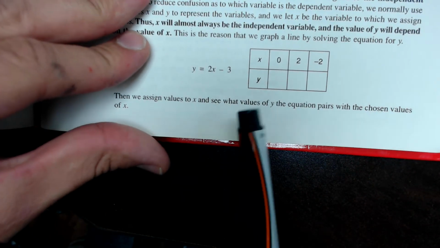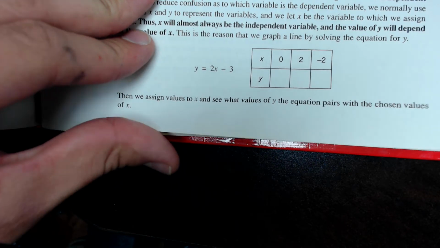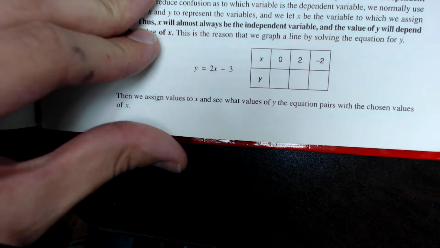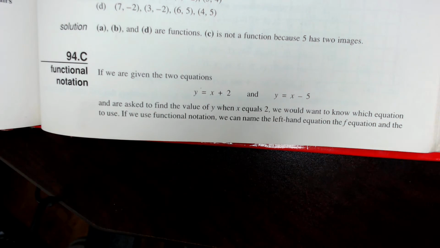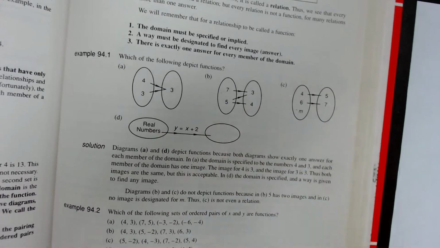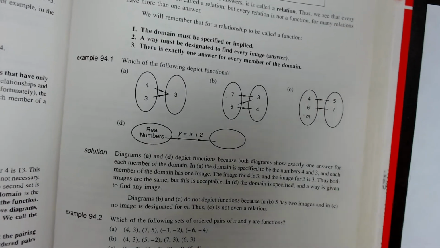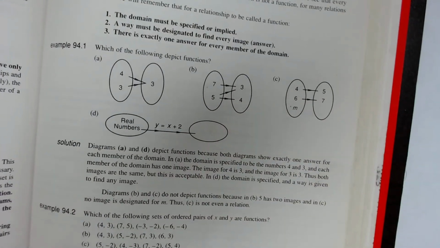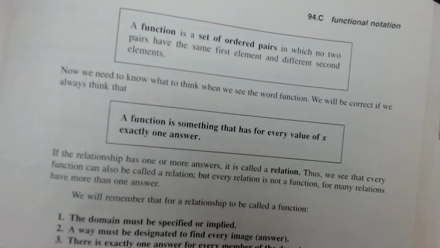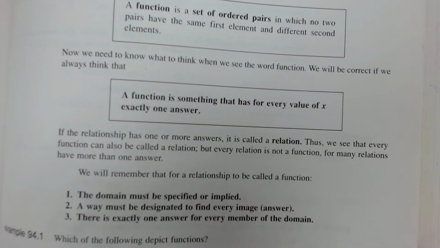Now, the reason why that matters is because the independent variable is kind of what helps us determine what is or isn't a function. Here are some examples of what functions are. And functions are graphical representations of relationships.